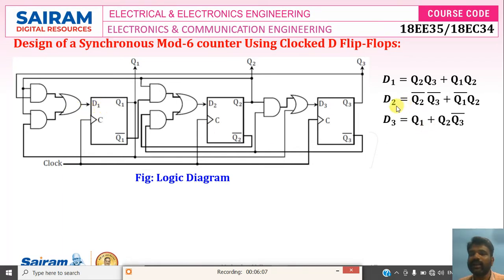Similarly, for D2 we require two AND gates. The input of the first AND gate is Q2 bar Q3 bar, and the input of the second AND gate is Q1 bar Q2. And for D3 we need one AND gate and one OR gate. The inputs to the AND gate are Q2 Q3 bar and Q1, and the output is connected to D3. Clear now?